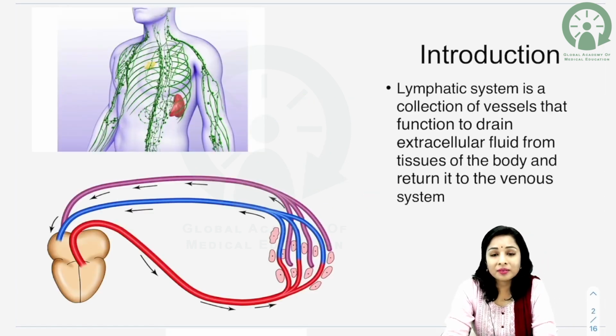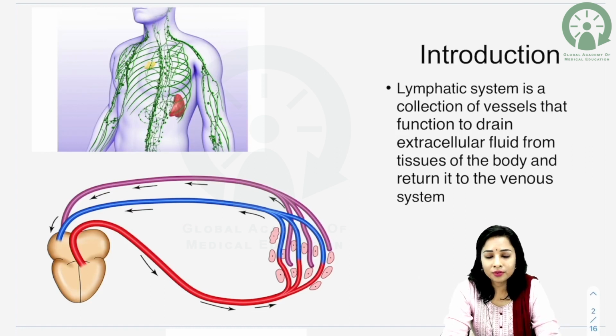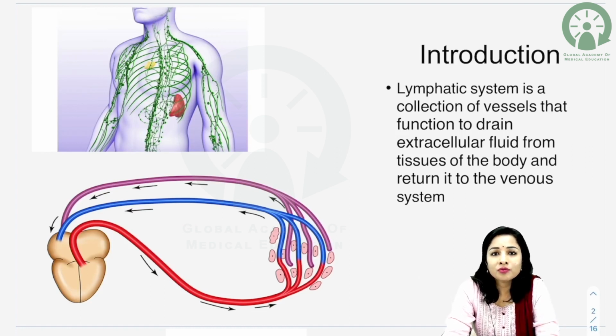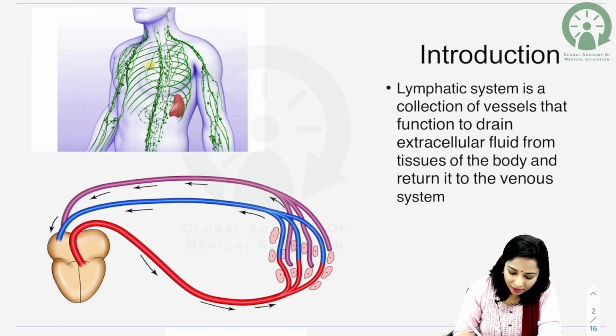The lymphatic system is the collection of vessels that function to drain the extracellular fluid. Extracellular fluid is formed from the blood, which allows the tissues and the cells to bathe in it, where the metabolites and nutrients are absorbed by the cells. The extracellular fluid which is in excess amount is taken by the lymphatic vessels, which start from the extracellular fluid. We can see it is draining.